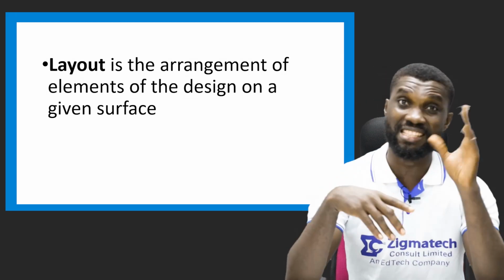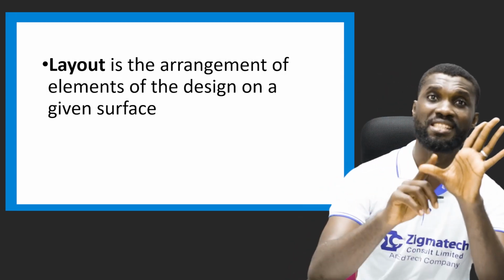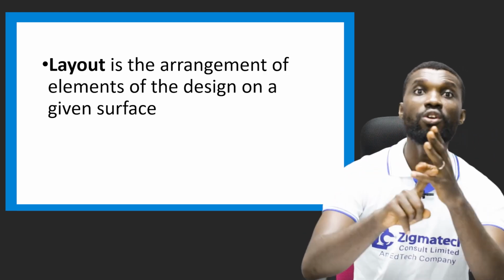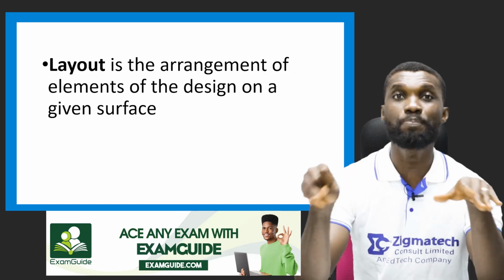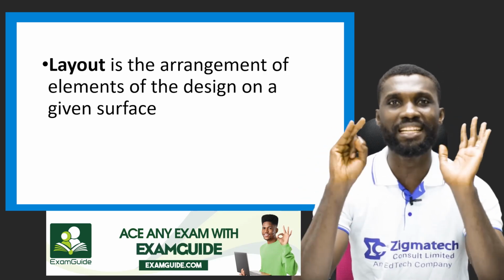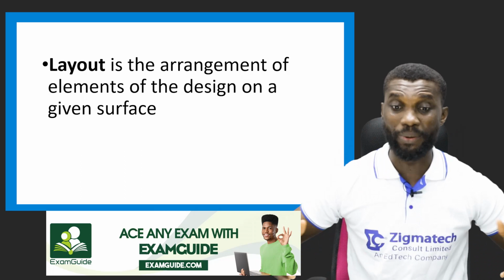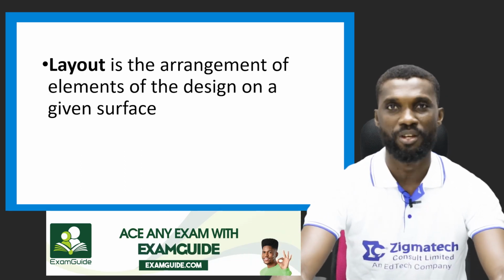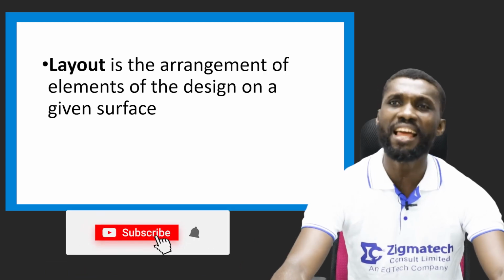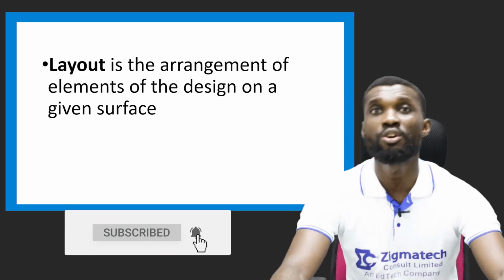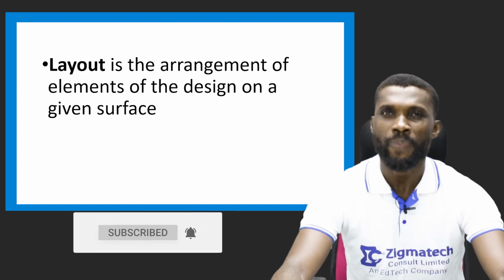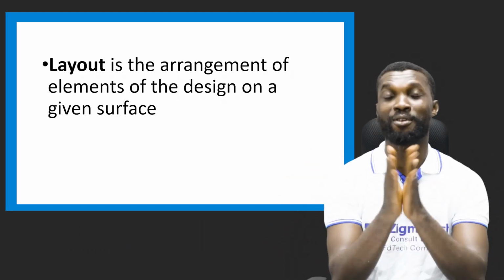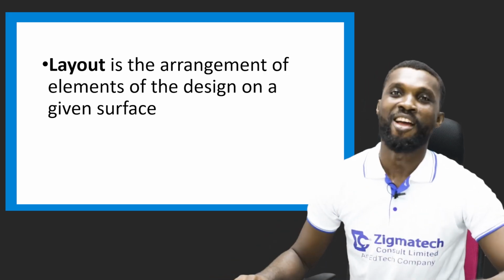For example, there are 7 elements of design. The first one is line, then form, shape, texture, color, tone, and space. So these are the 7 elements of what? Of design. By the time you bring these elements of design and start working with them, you're forming your what? Your layout. So layout is simply the arrangement of elements of design on a given surface. Are you with me? All right, so now let's dive in. I am super excited. I don't know if you're really feeling the vibes. Okay, yes, I know you can. All right, now let's continue.